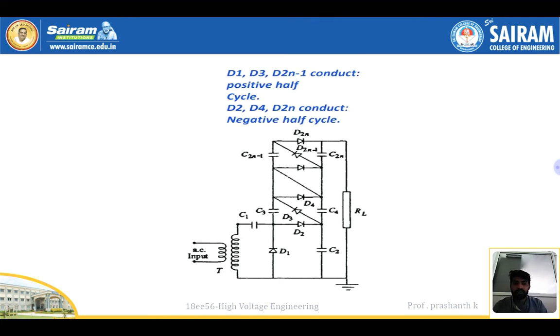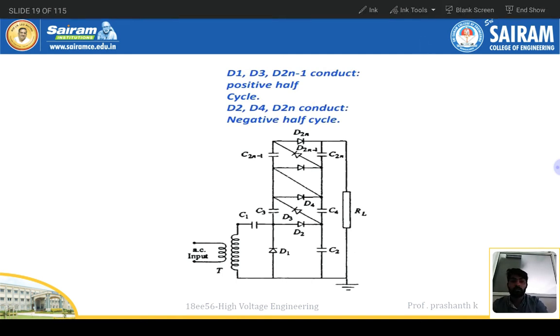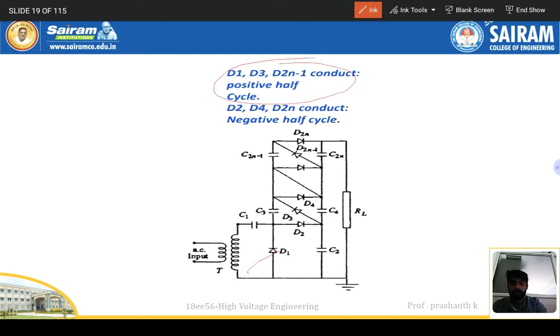So just to consider D1, D2, D1 and D3, D2n minus 1 conduct the positive half cycle. See here, only the odd numbers, the odd number of rectifiers, conduct only the positive half cycle, and D2 and D4, the even numbers, D2n, conduct the negative half cycle. See this part, this D1 and this D3, D2n minus 1 conducts only the positive cycle.